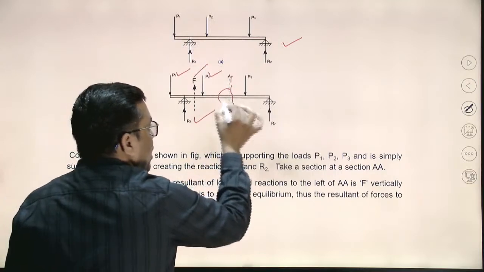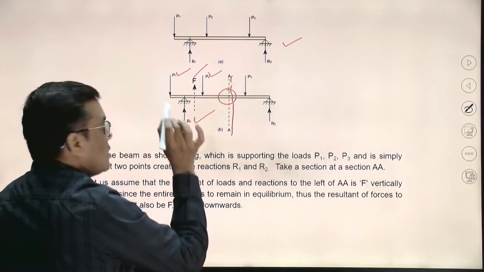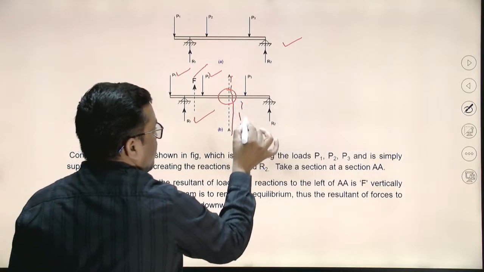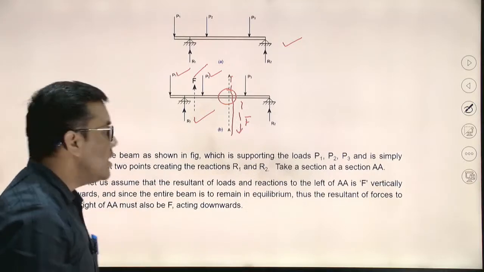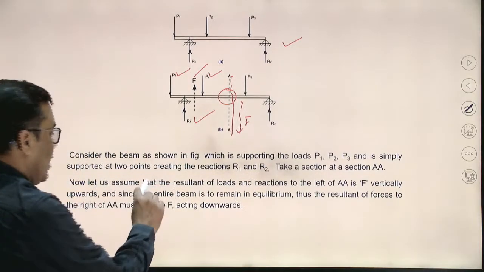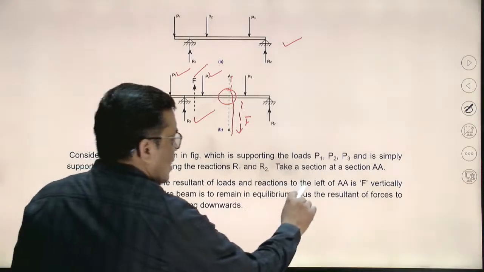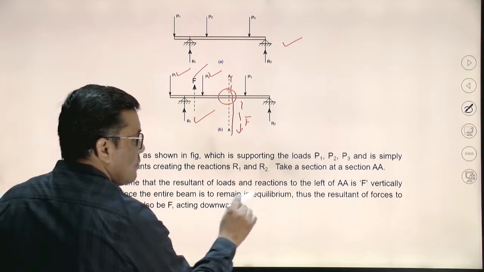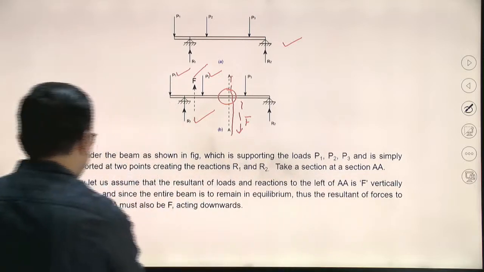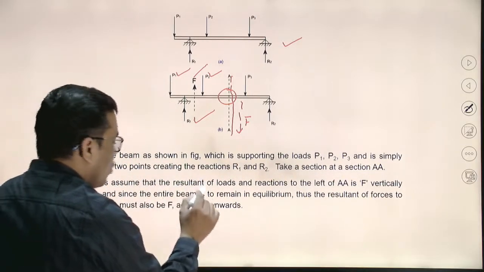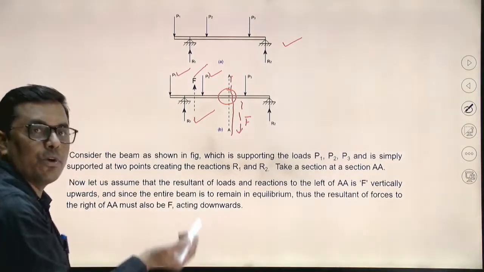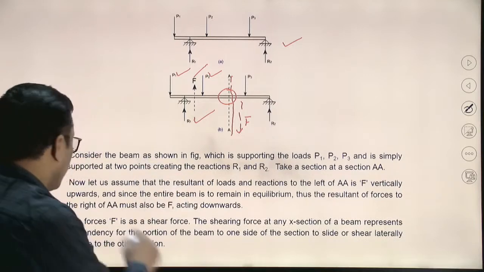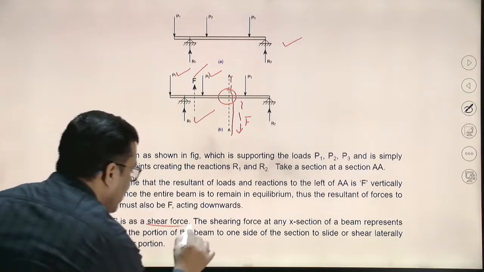Obviously at this particular section, for equilibrium, there must be an equal and opposite force on the other side of the section plane. That's why it is written over here that the loads and reactions to the left of A is F, and for equilibrium the resultant of forces to the right of A must also be F. This is the shear force. We will also see this mathematically. This force F is known as shear force.